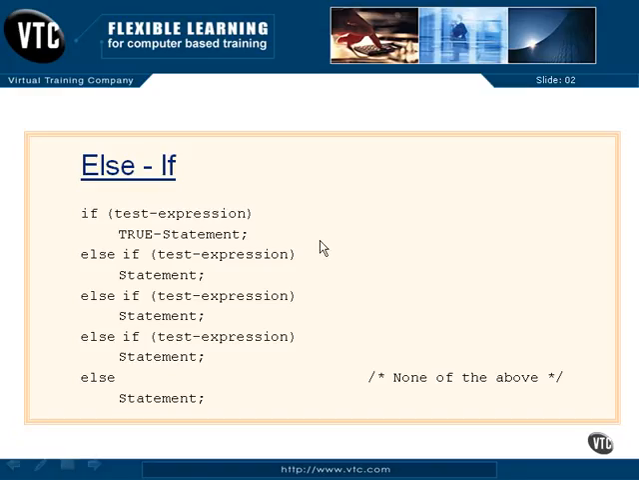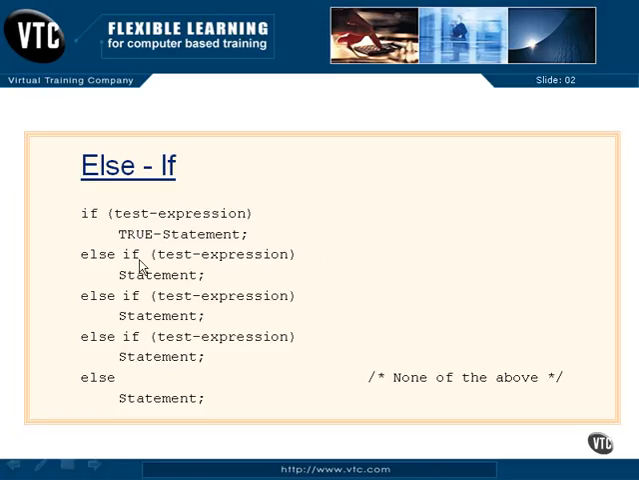Now we need to take a look at the else if construct. We already looked at the if using an else afterwards, but there's a new construction here called else if. Take a look at this. If the test expression is true or non-zero, then we run this true statement. We've seen that.